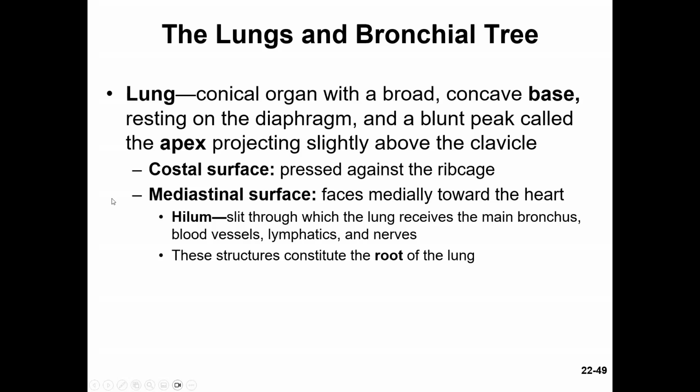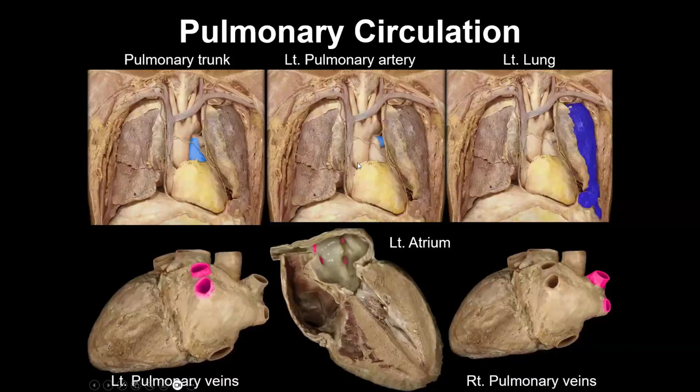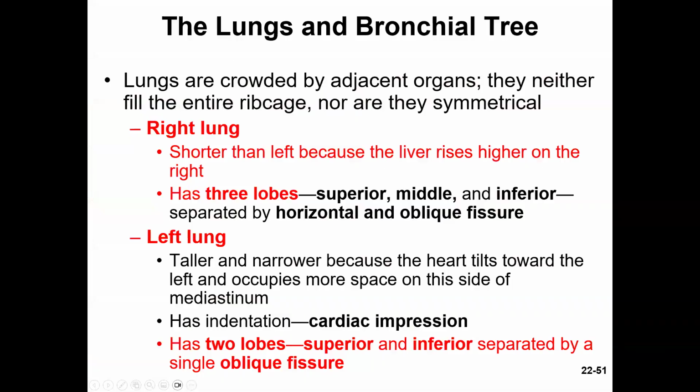The lung itself is a conical organ with a broad concave base. The apex projects slightly above the clavicle. The hilum is a slit through which the lung receives the main bronchus, blood vessels, lymphatics, and nerves. So this is a lot more of the anatomy, which we'll discuss in much more detail this afternoon.